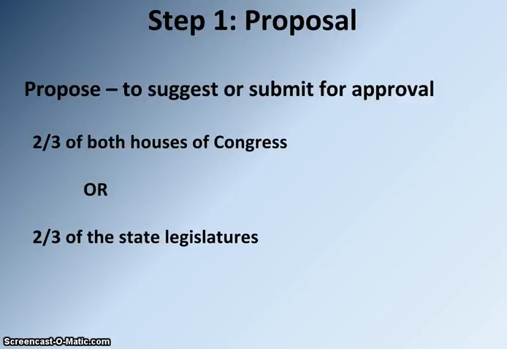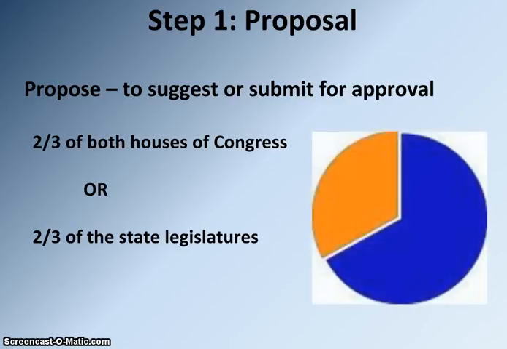And to propose means to suggest or submit for approval. So for a proposal, this requires a vote of 2/3 of both houses of Congress or 2/3 of the state legislatures. Now to get 2/3 of either of those, Congress or the state legislatures, that's a pretty high bar in order to even get an amendment proposed. Now to pass one is even higher.